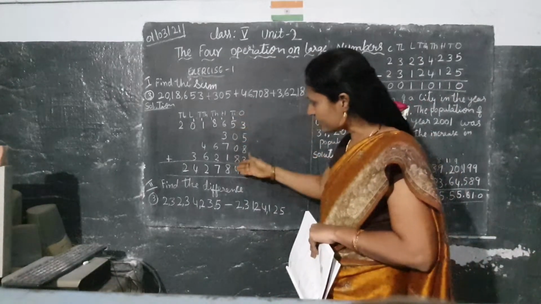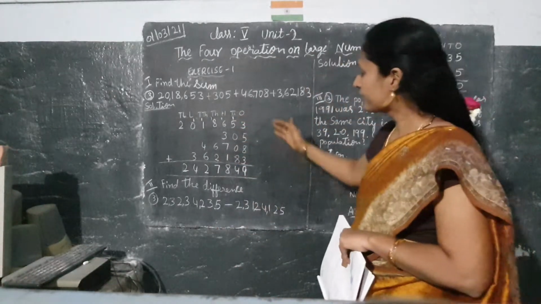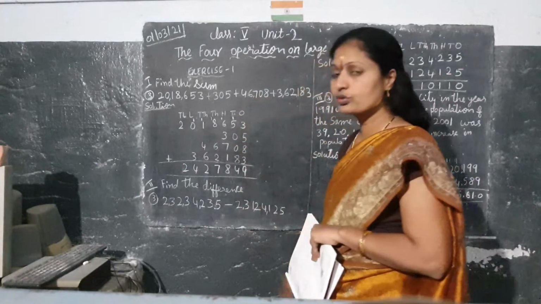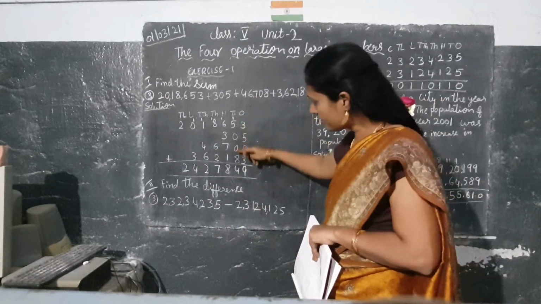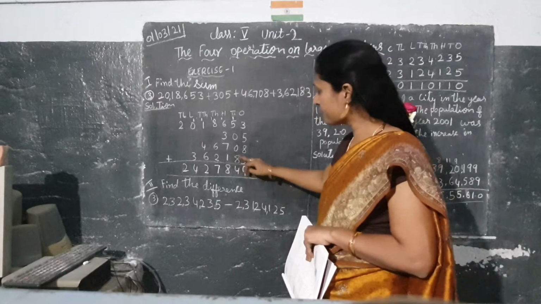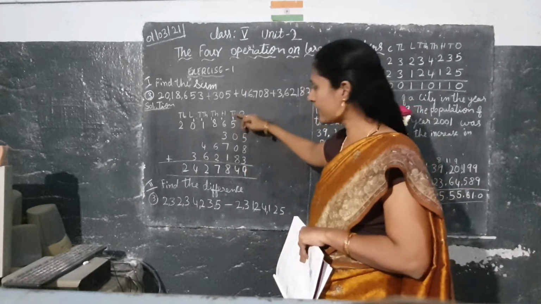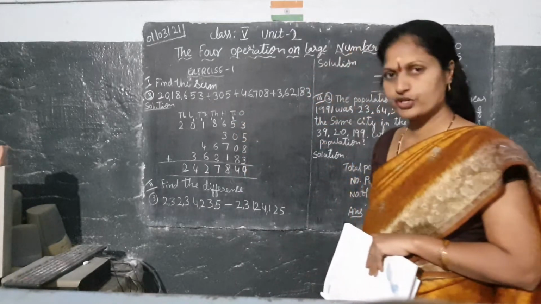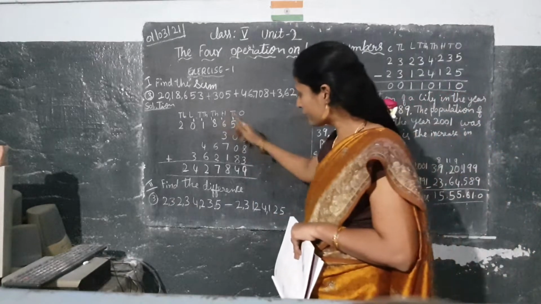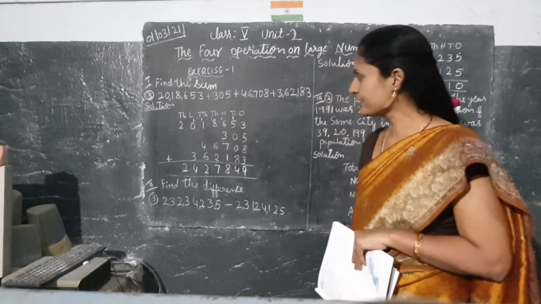Now we have to move to the tens place, and that also we have to add. Then which is the big number that you have to take? 8 is the big number, then add 1, 9 you will get. 9 plus 5 you will get 14, children. 1 carry you have to keep, and 4 you have to write in the tens place.